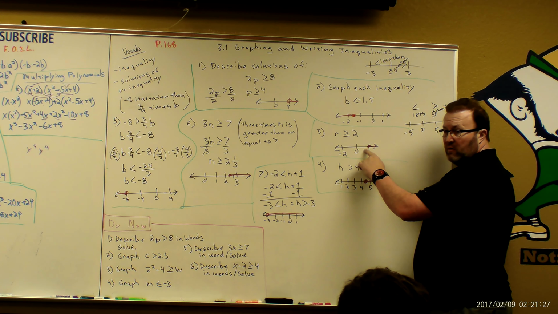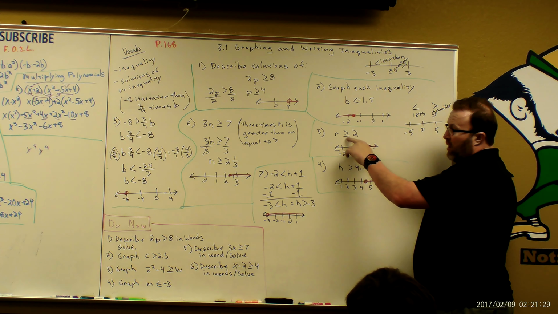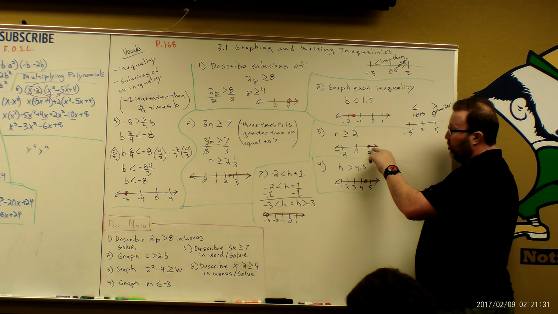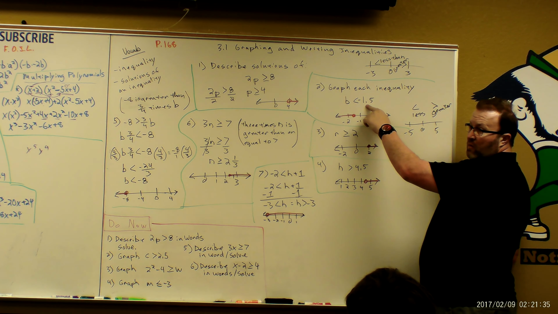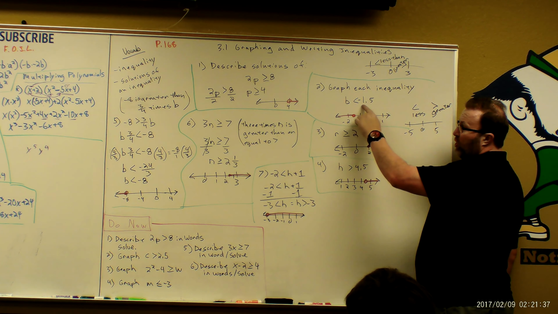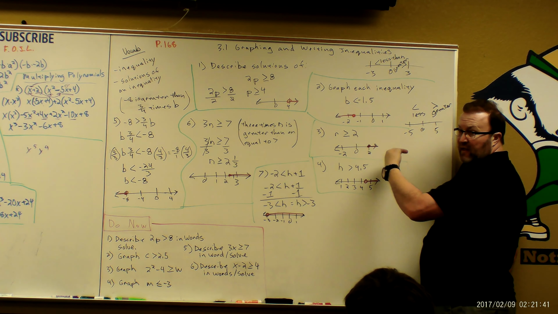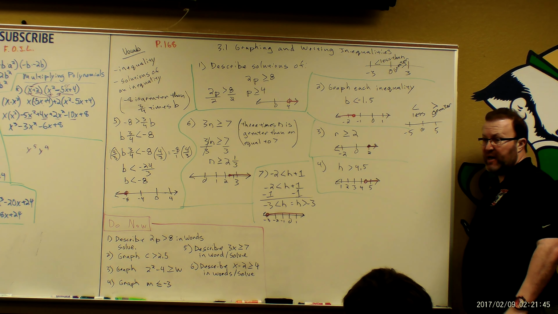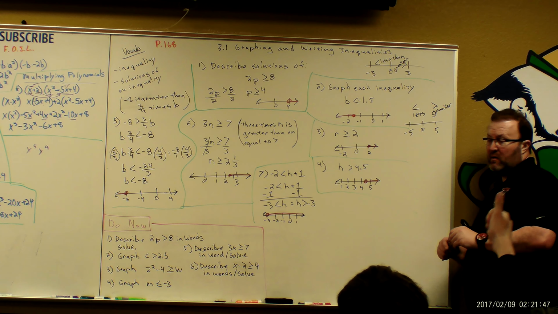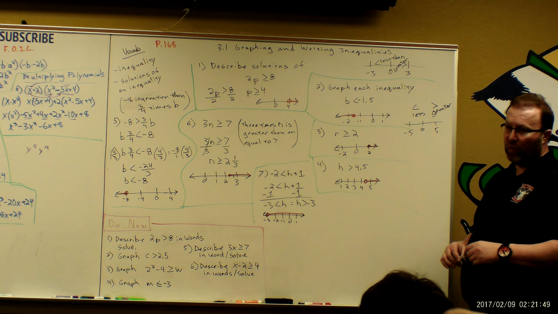Let me see your eyeballs. Little line, greater than, shaded in, going this direction. So this one, 1.5, right? In between 1 and 2, it's negative. Open circle, headed this direction. This one headed this direction. It's pretty simple, right? Okay, let me see thumbs up or down on this, please. Yes, it is. It really is simple.